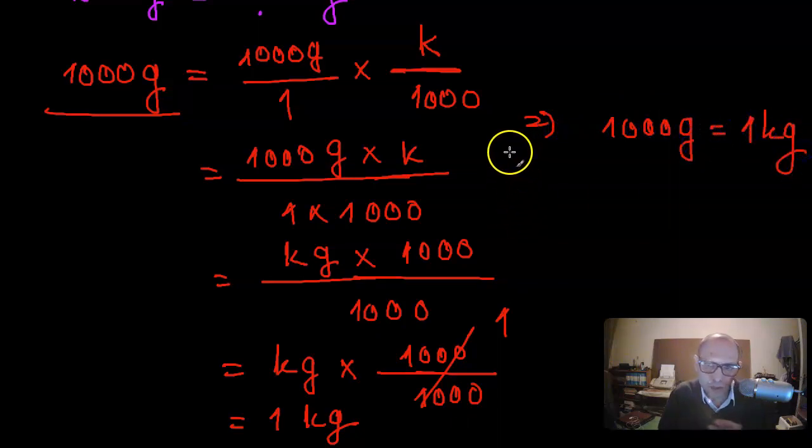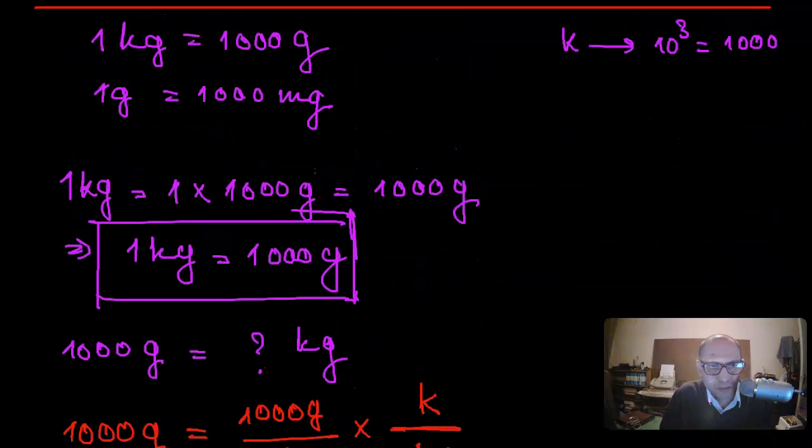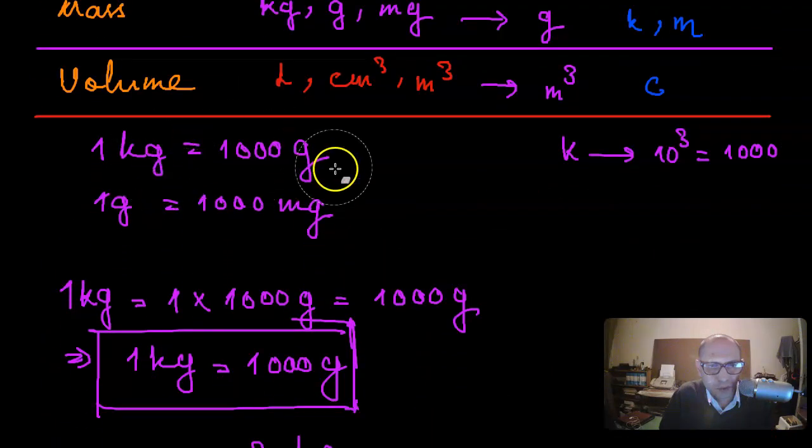So that's the other way around, right? So that is essentially all about it: 1 kilogram is equal to 1,000 grams.